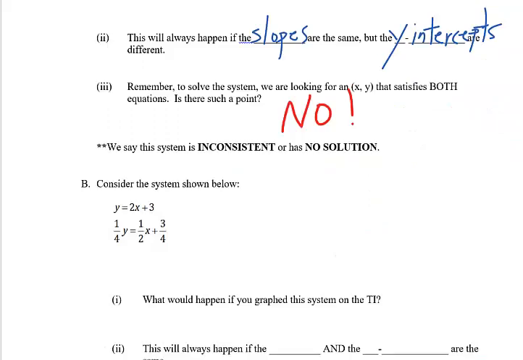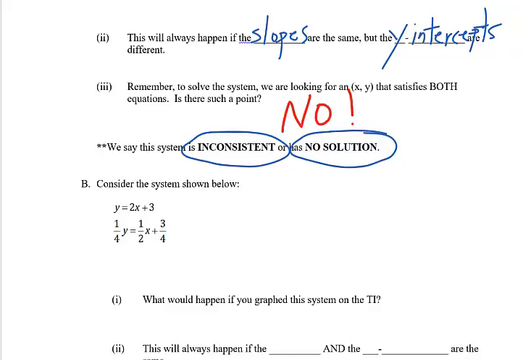So back to the handout, what kind of answer do we give for this problem? Well, if you're using the graphing method and you end up with parallel lines, then you can either say this system is inconsistent, or you can say it has no solution. You need to make one of those conclusions at the end of the problem.